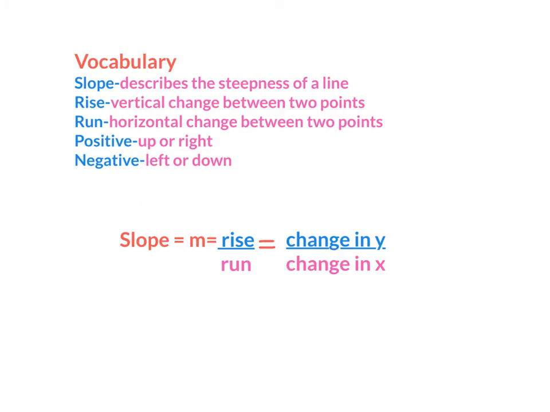Vocabulary. Slope describes the steepness of a line. Rise is the vertical change between 2 points. The run is the horizontal change between 2 points. Positive is up or right. Negative is left or down. Slope is the rise over the run. It's also the change in y over the change in x.